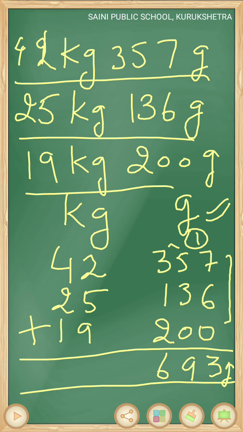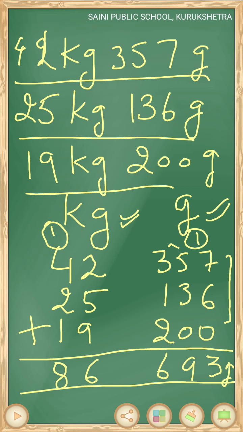Now we will move to kilogram place. Here is no carry. So 5 plus 2, 7. 7 plus 9. Count on your fingers. 7 plus 9 how much? 16. So here 6. How much carry? 1. 1 will add to next place. Now 4 plus 1, 5. 5 plus 2, 7. 7 plus 1, 8. So here 8. So our answer is 8, 6 and 6, 9, 3.